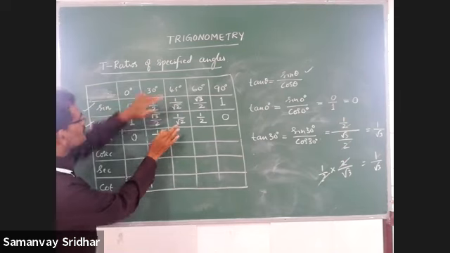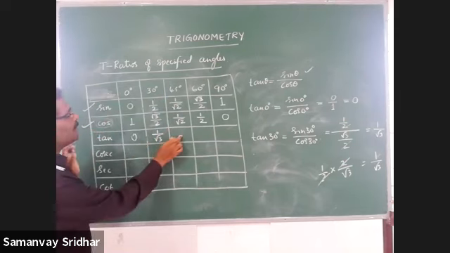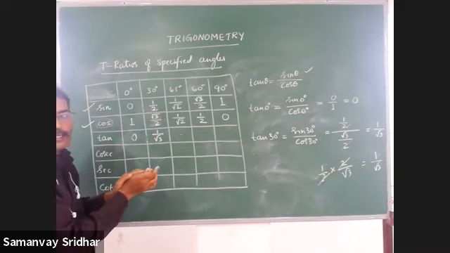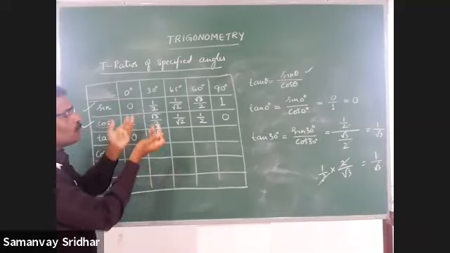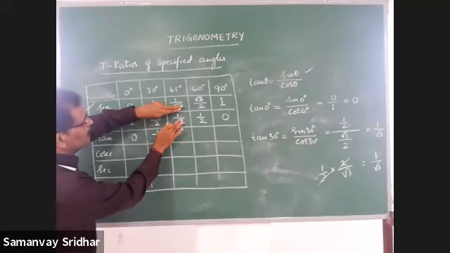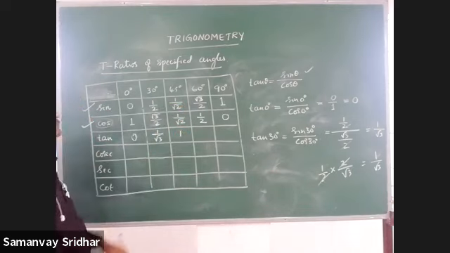Similarly here, it is very simple. Tan 45 degree is equal to sin 45 degree divided by cos 45 degree. What will happen? 1 by root 2 divided by 1 by root 2, both get cancelled. What will we get? 1. Root 2 cancels, and 1 by 1 is 1. So tan 45 is 1.